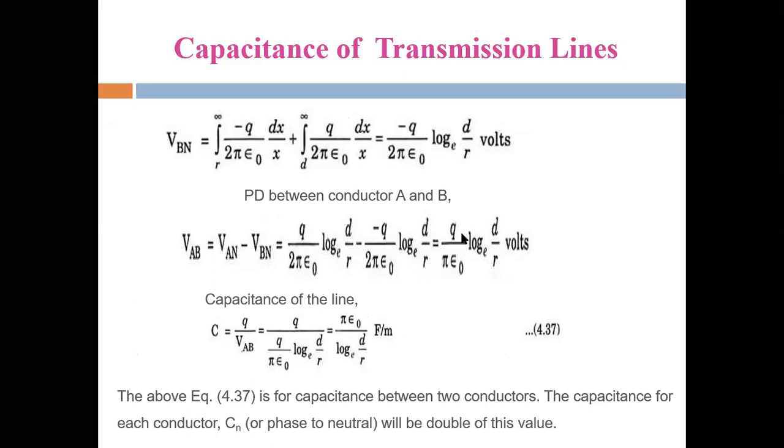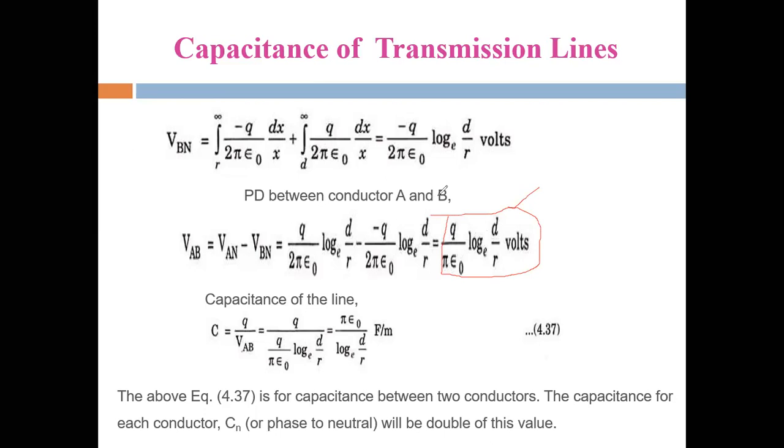After subtracting these two equations, we obtain Q by pi epsilon naught log e d by R volts. This is the potential difference between the conductors A and B.